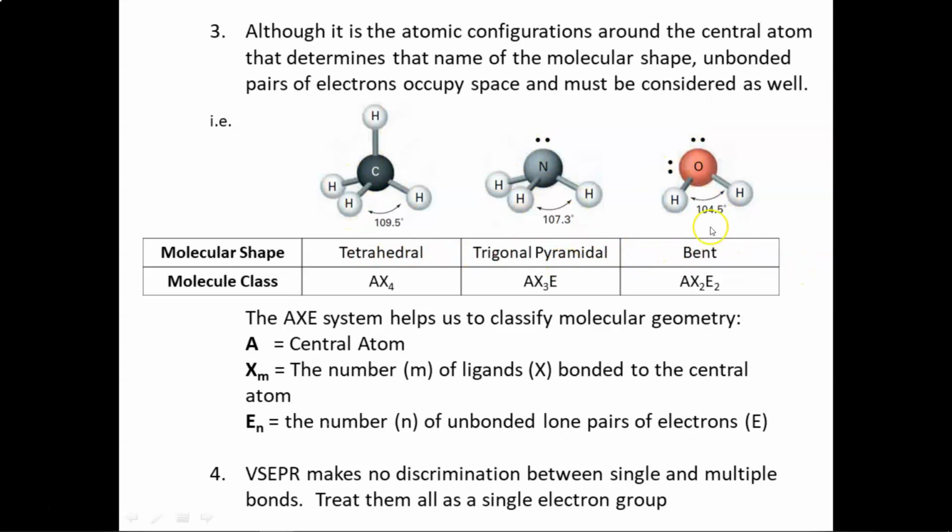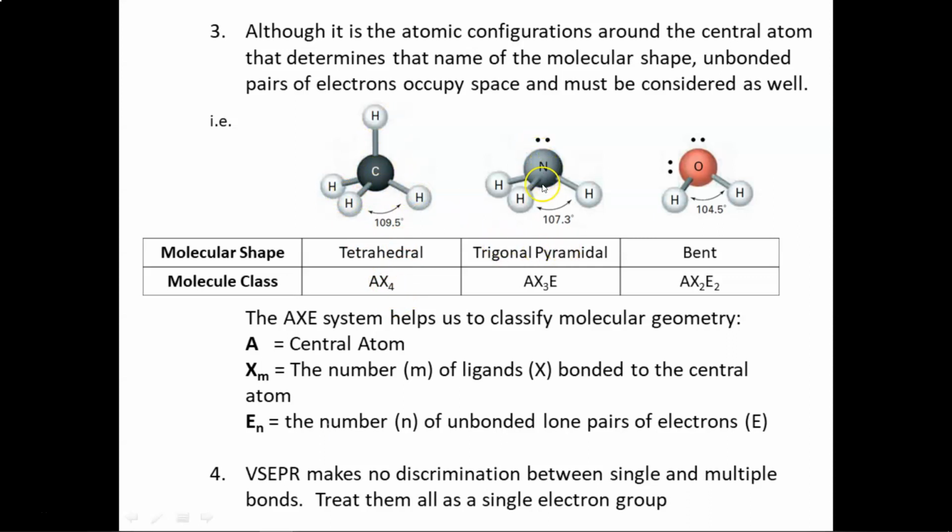Now, to help us classify and name these structures, we're going to use something called the AXE system, where A represents the central atom, X represents the number of ligands bonded to the central atom, so ligands are either atoms or groupings of atoms. And then E is the number of unbonded lone pair electrons. As we saw, lone pair electrons have an effect on the angle and how closely these atoms are going to be squeezed together. So methane over here has an AXE formula of AX4, A, one central atom, X4, because there's 4 groupings of atoms surrounding the central atom.